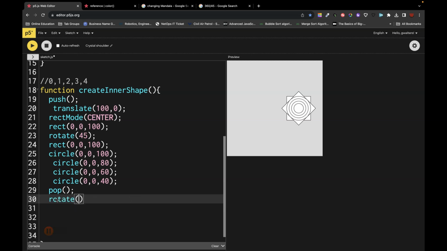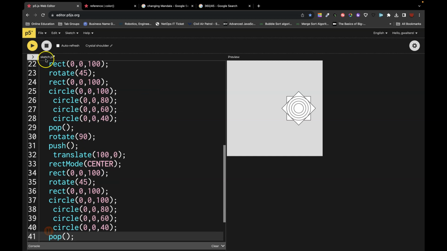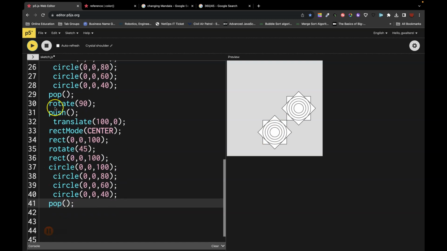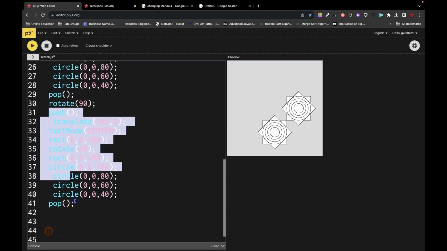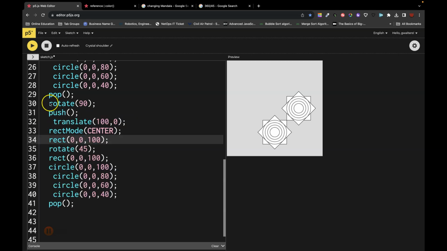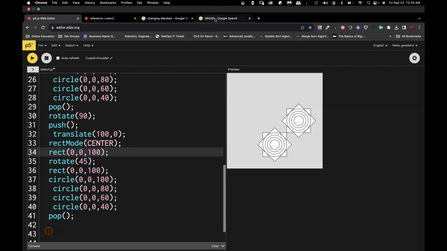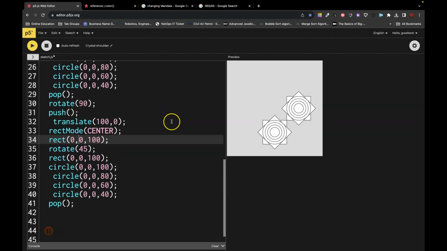I'm going to rotate, let's say 90 degrees. And then I'm going to redraw the exact same thing. So now if we see that, now we got two. Okay, I could do that again, which means I'm going to rotate another 90 and draw this whole thing. So if we're doing this, we're basically doing this 4 times because 90 goes into 360 evenly 4 times.